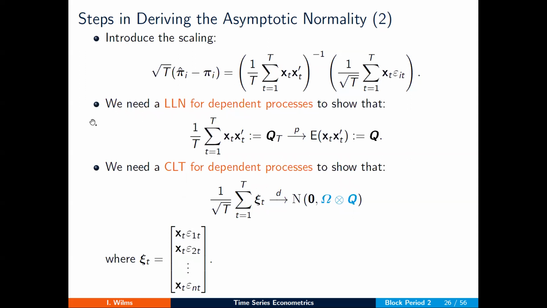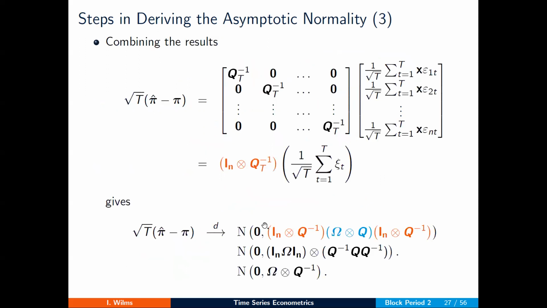For the VAR, the law of large numbers and central limit theorem will also be our key ingredients, but we will need versions of them for dependent processes. So we will need a law of large numbers for dependent processes to show that this average converges to its population analog. And second, we need a central limit theorem for dependent processes to show that this last term over here converges in distribution to this multivariate normal. We will dig deeper into the law of large numbers and central limit theorems for dependent processes as of next week.